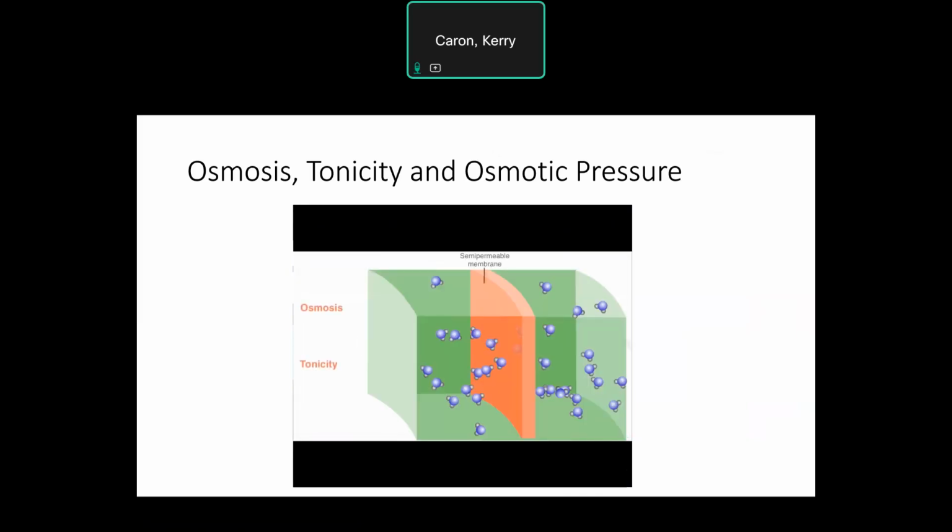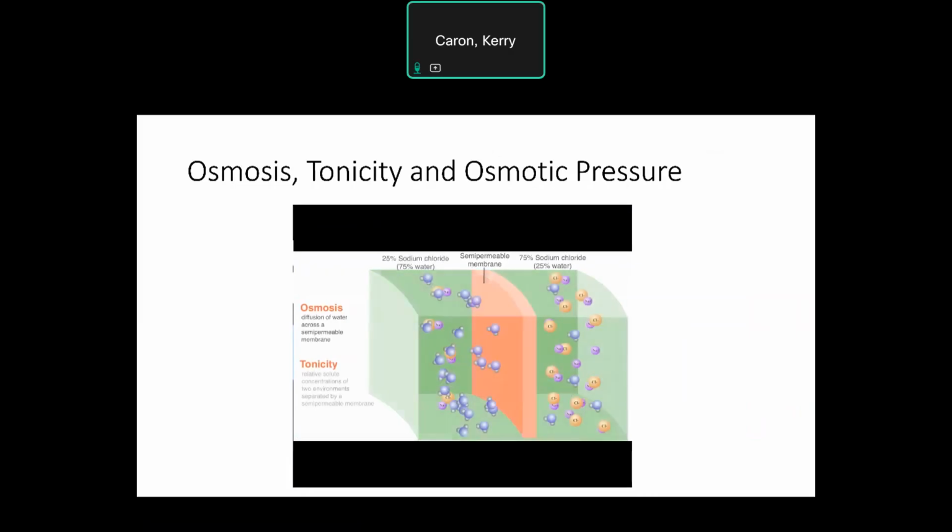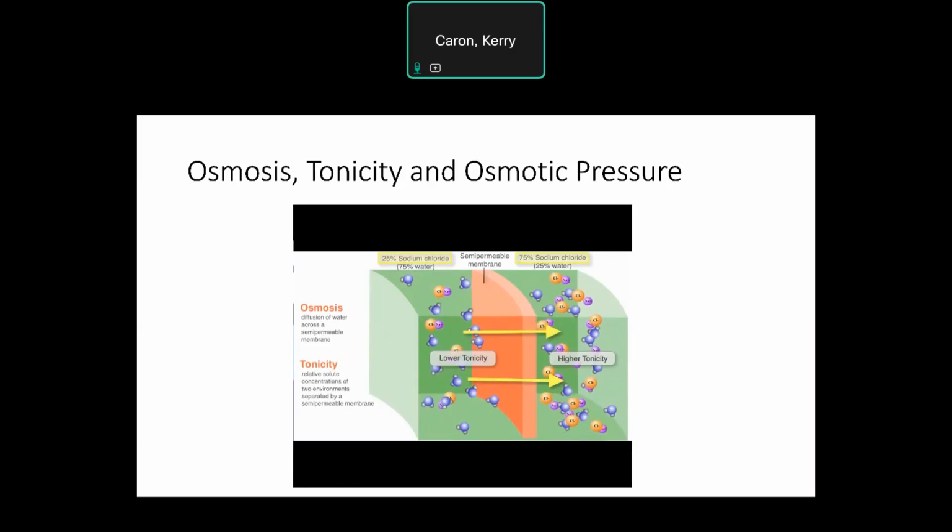Before we take a look at how osmosis and tonicity affect a cell, let's review what each of these terms means. Osmosis represents the diffusion of water across a semi-permeable membrane. The term tonicity refers to the relative solute concentration of two environments separated by a semi-permeable membrane. In other words, by comparing the tonicity of the solutions, you can determine the direction in which osmosis will occur.